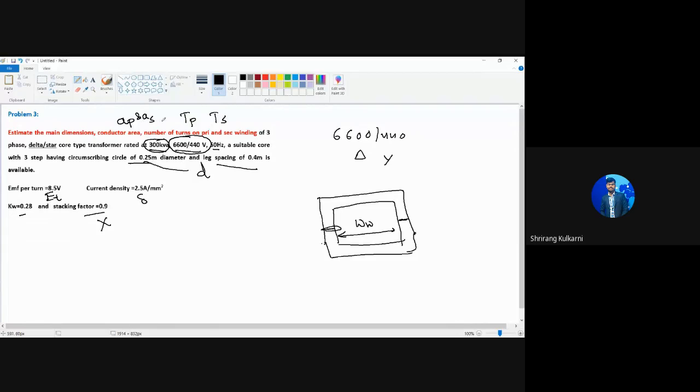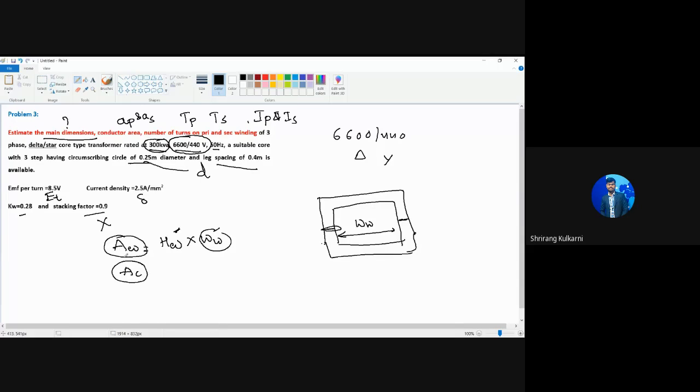For calculation of AP and AS, we need IP and IS. Correct? So AP, AS, TP, TS, IP, IS. We have seen how to calculate all these things. Along with that, main dimensions we have to calculate. Main dimensions means AW and AC. AW is nothing but window area, so we have to calculate height of window and width of window. HW, WW. WW is already given. So calculate HW, you will get the AW.